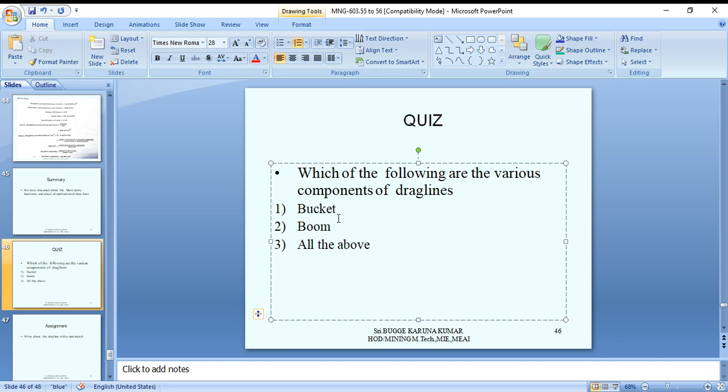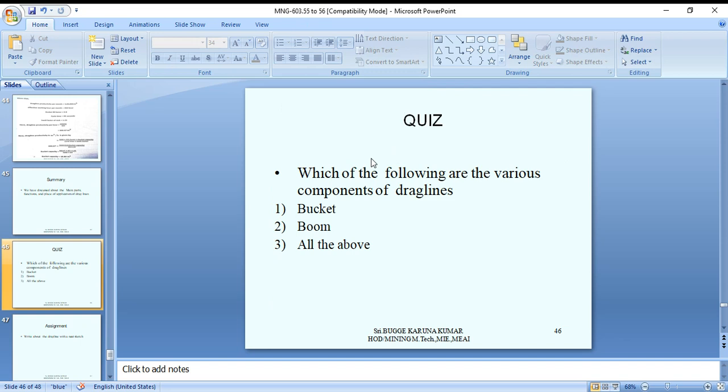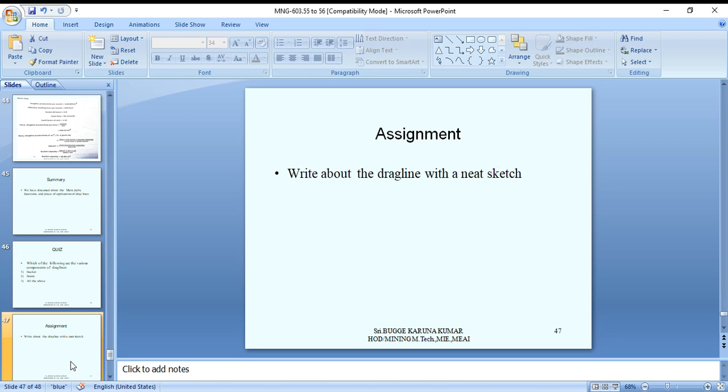Then when you visit, you will observe that you know the subject of mining very well. So now I am concluding the dragline applications, place of application, production calculations and others. I hope you understand very well. So go and write one assignment on this: write about the dragline with a neat sketch, mentioning all the parts and that particular machine in one or two pages.